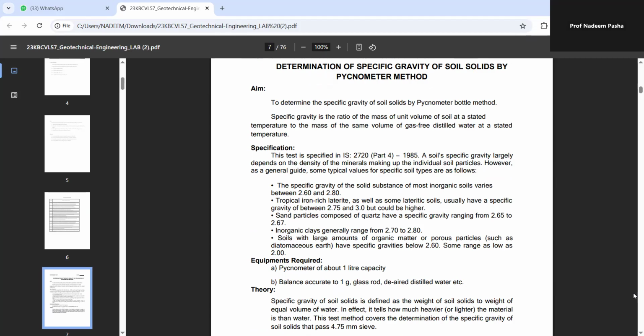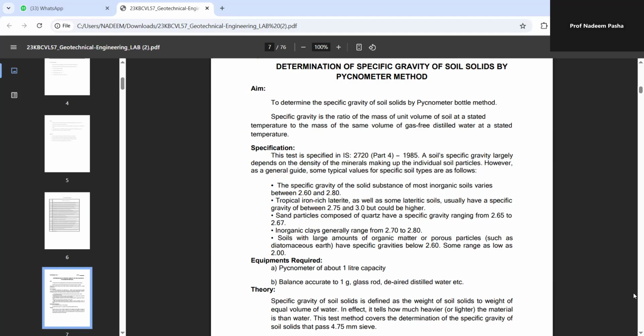So the first experiment which we are going to study today is determination of specific gravity of soil solids by Pycnometer method. This is a very interesting course. Whenever I explain, after going to your college, you can ask your sir who is taking geotechnical lab. At that time, it will be very helpful for you because it is a practical oriented course. Unless and until you perform in the lab, you will not understand the things.